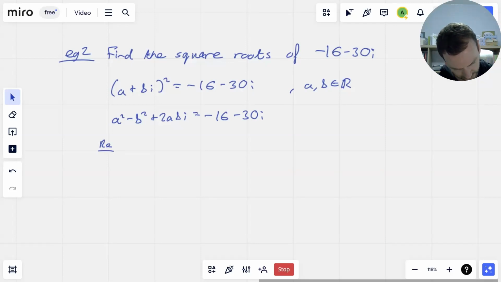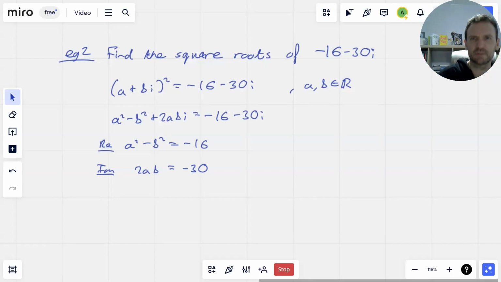So looking at the real parts on each side, the real part on the left-hand side is a squared subtract b squared, and the real part on the right-hand side is negative 16. So a squared subtract b squared equals negative 16. Repeating that trick with the imaginary part, the imaginary part on the left-hand side is 2ab, the imaginary part on the right-hand side is negative 30.